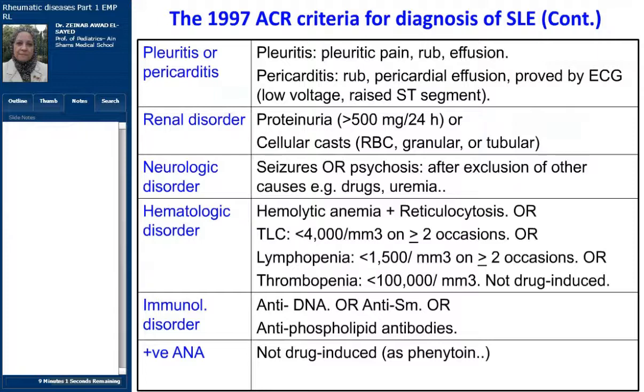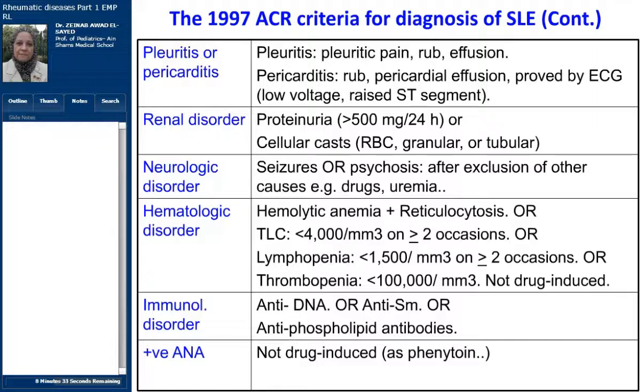Neurologic disorder is important and is in the table of the American College of Rheumatology for the diagnosis of lupus. The manifestations are seizures or psychosis, either this or that. And you have to exclude in any of these conditions that these were not the result of drugs or uremia or anything else. Then the hematologic disorder, which is changes in the blood elements.